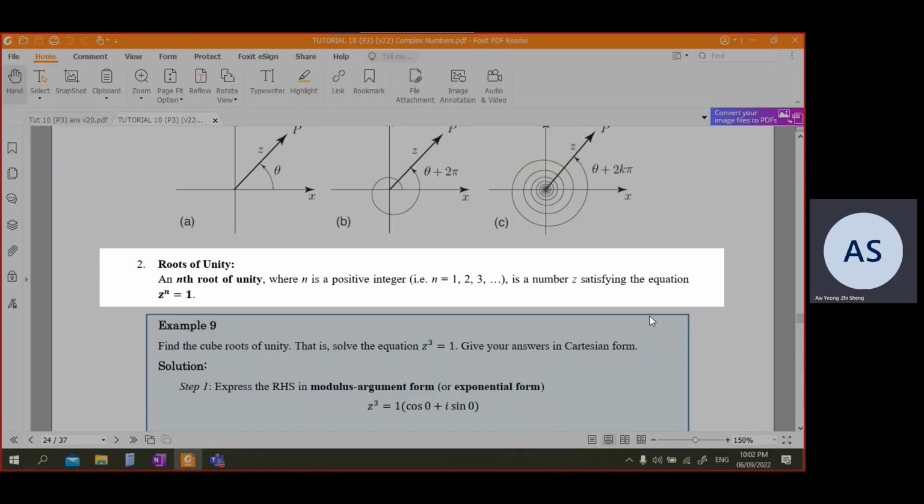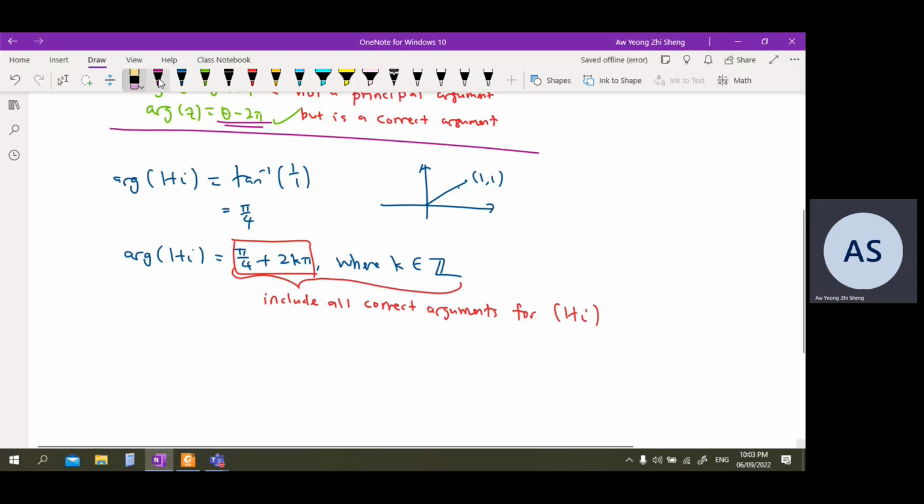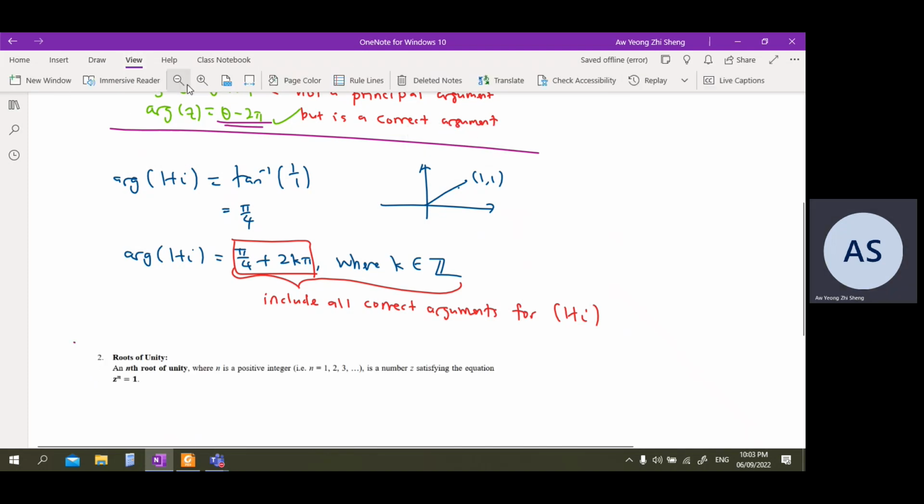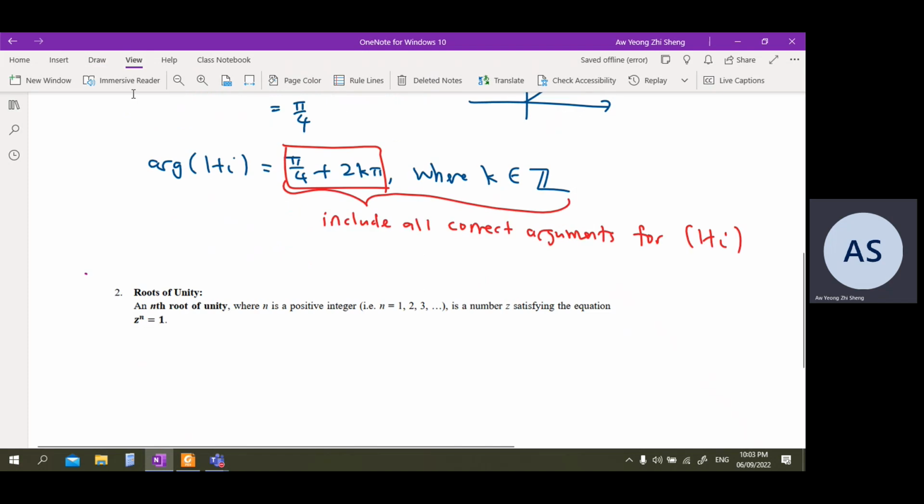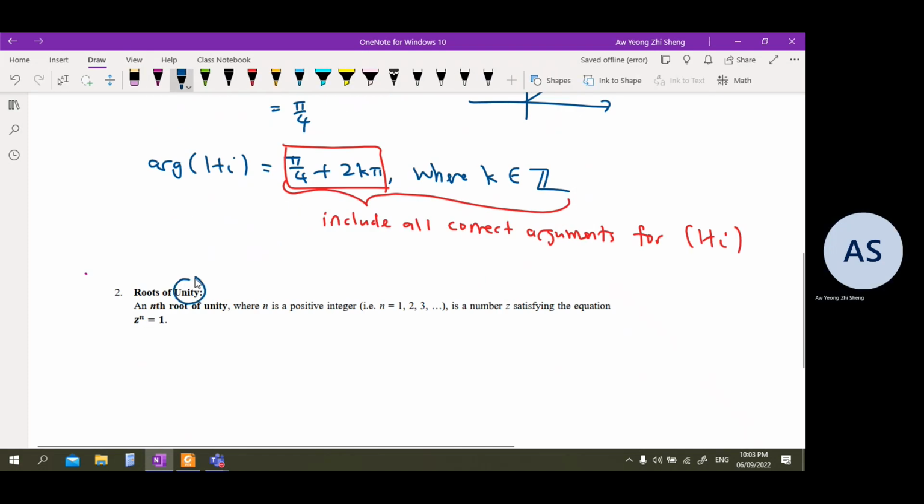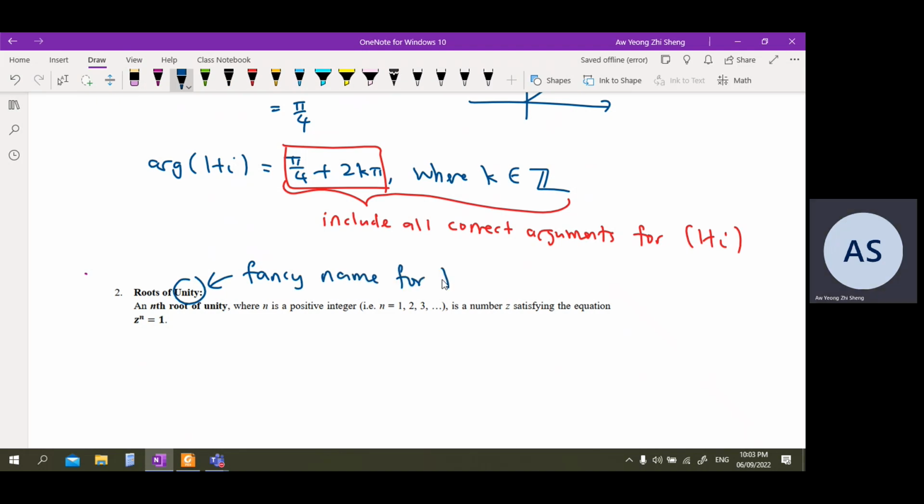Then let's move to point number 2, roots of unity. Unity is just a more fancy name for the number 1. Nothing special about the word unity. So when they say roots of unity, it is referring to roots of the number 1.